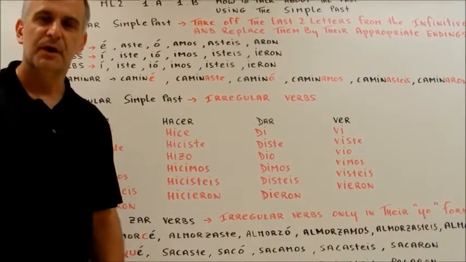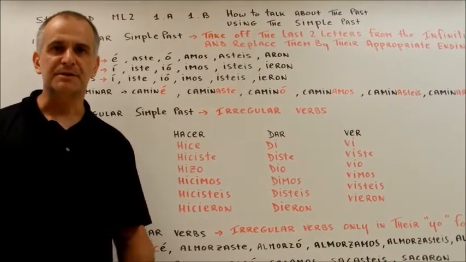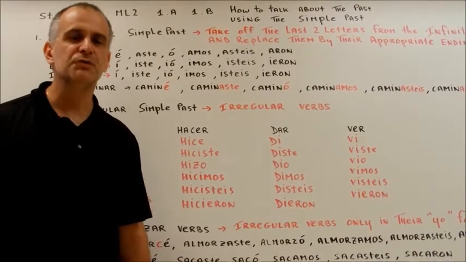I want to talk to you about the simple past. I'm going to explain to you all the different aspects of the simple past. Number one, what you must know.